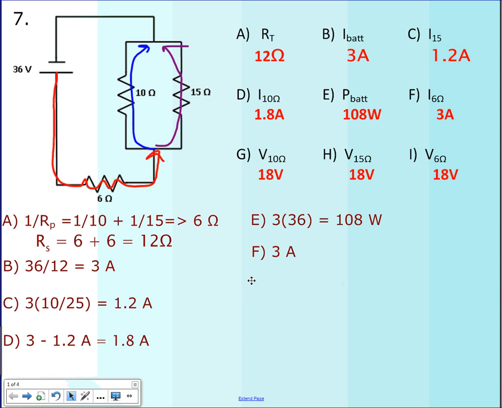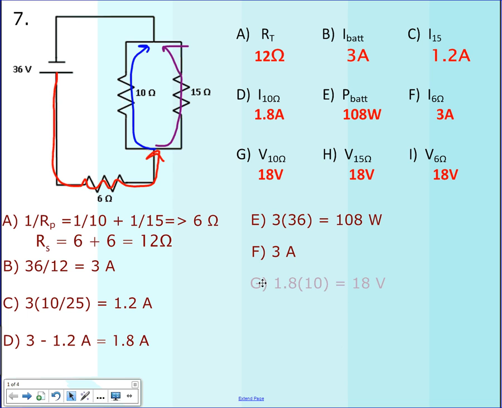Part G, the voltage of the 10 ohm resistor. Now remember, parallel paths have the same voltage drop. So whatever voltage is lost down the 10 ohm or the blue path side is going to be equal to what's lost down the 15 ohm side. So if you find one, you already know the other.